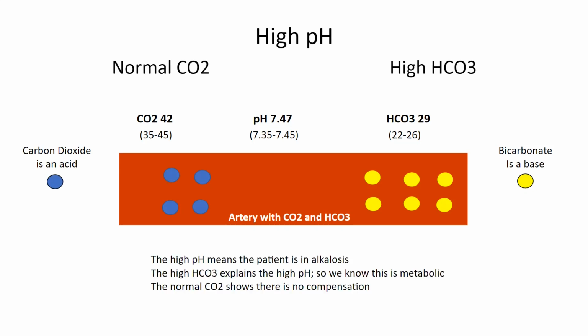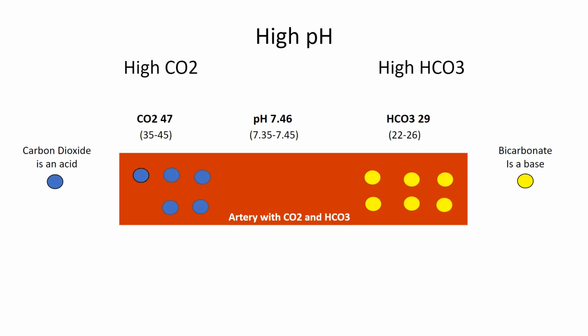When we look at the numbers, it's clearly metabolic alkalosis. The high pH means the patient is in alkalosis. The high HCO3 explains the high pH, so we know this is metabolic. The normal CO2 shows there's no compensation. This is uncompensated metabolic alkalosis.